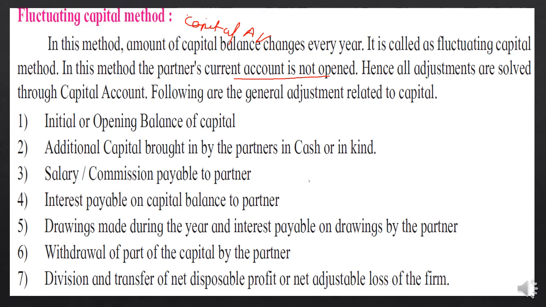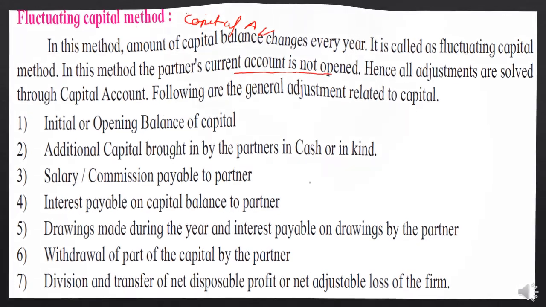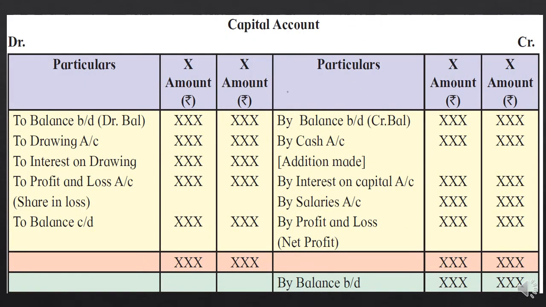So students, whatever the income and expense related to the partners, and the profit and loss of the business distributed to the partners, will be reflected in the capital account or current account of the partner. But in the fixed capital method we prepare two accounts, and in the fluctuating capital method all things are done in one account, that is the capital account. So I will not confuse you again.